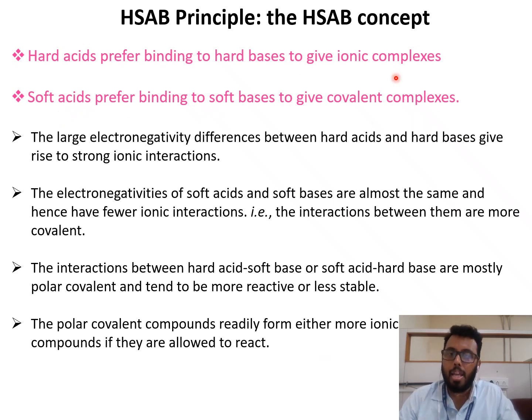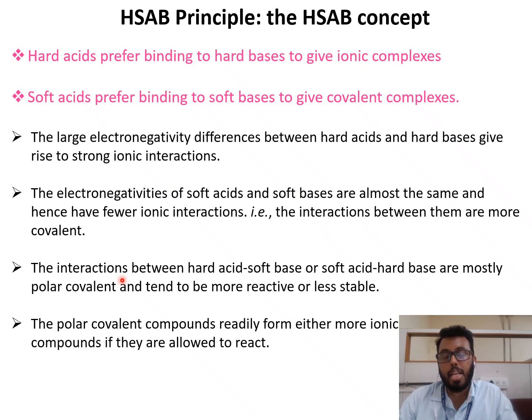Hard, then it will be ionic complex. Just remember that one. The large electronegativity differences between hard acid and hard base give rise to strong ionic interaction, whereas the electronegativities of soft acids and soft bases are, as we know, mostly the same, and hence have fewer ionic interactions. And whenever the ionic interaction is few, there is always a possibility for the covalent interaction to come into play. As a result, the interaction would be covalent.